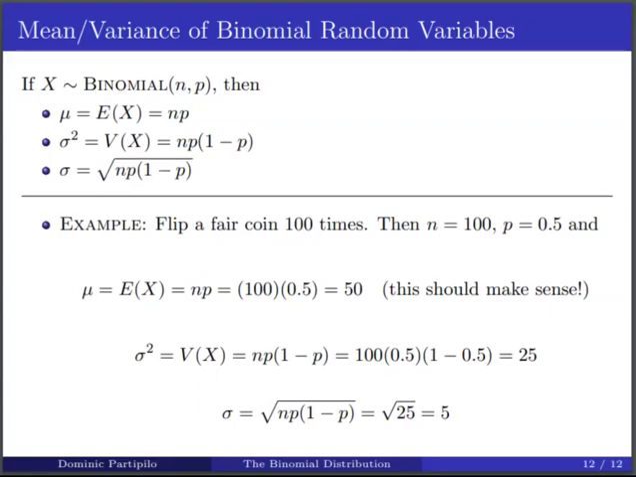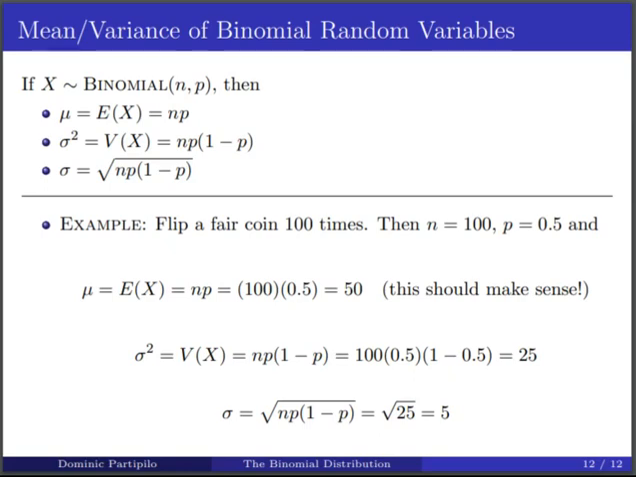Now, the last thing I want to talk about here is the mean and the variance of binomial random variables. Now remember, when we have a random variable, it's going to have a mean and it's going to have a variance. So remember, the mean, we called this the expectation of x, and the expectation of a binomial random variable is just going to be n times p. The variance of a binomial random variable is going to be n times p times 1 minus p. And then the standard deviation, as always, is just going to be the square root of the variance.